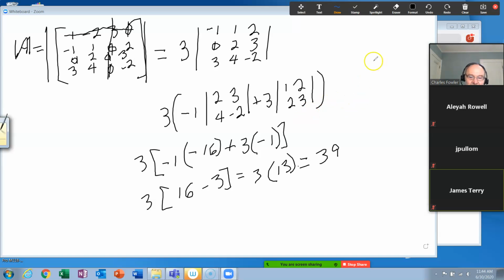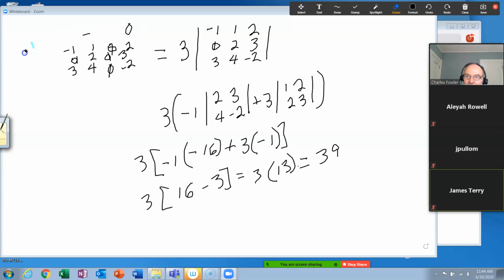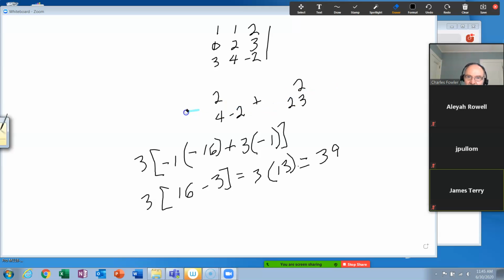So I'm going to come up here and find my eraser and erase everything here except that 3 by 3. I'll probably even leave the 3 in there just so you remember that's what we did. You remember it came out to 13. So let me erase everything else here.